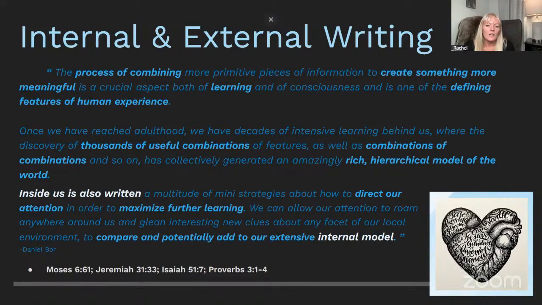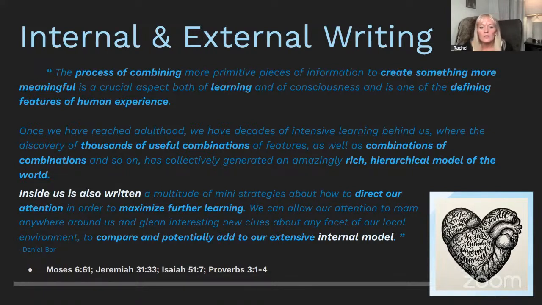Okay, so this kind of came to me today about this quote. I'll read the quote and then I'll explain where I went with it. This is from Daniel Bor too. The process of combining more primitive pieces of information to create something more meaningful is a crucial aspect both of learning and of consciousness, and is one of the defining features of human experience.